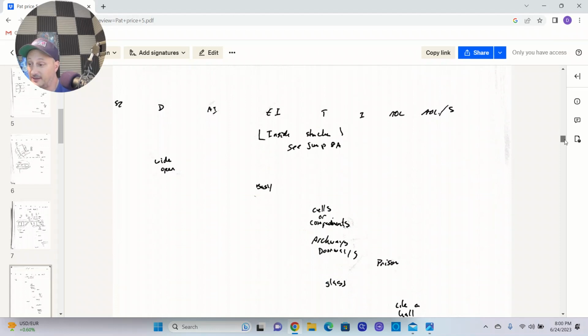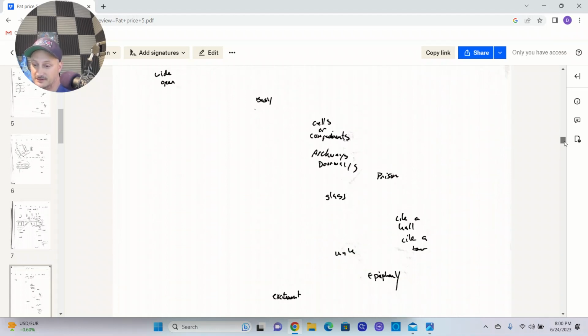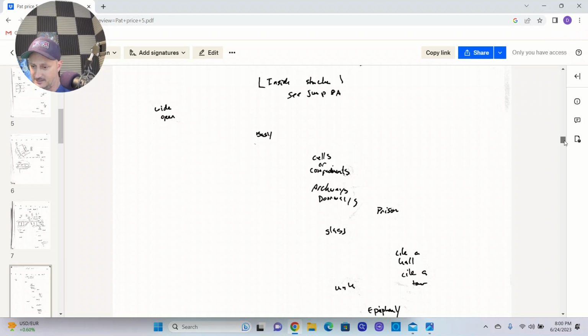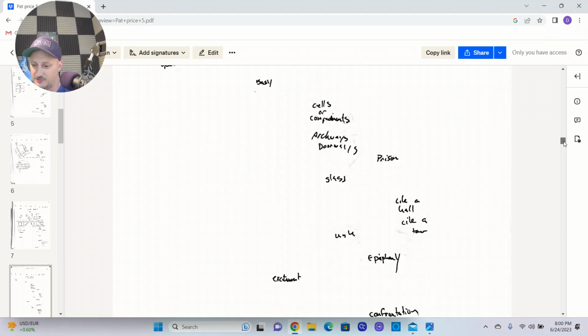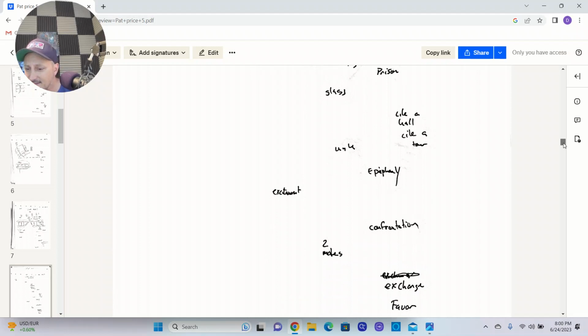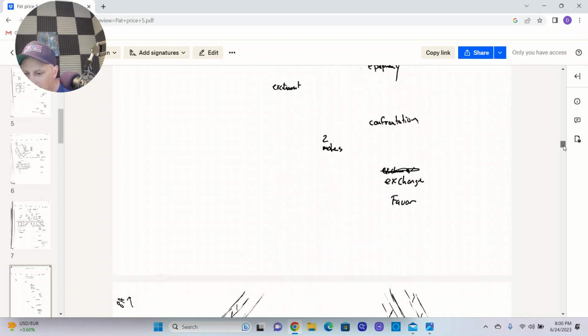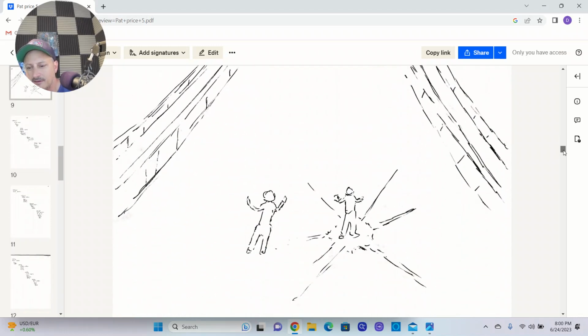I'm trying to get better at my handwriting in session, because when I'm in signal, my handwriting gets worse and worse. So I get a sense of cells or compartments, arched doorways, glass. Sense of two males. Okay.